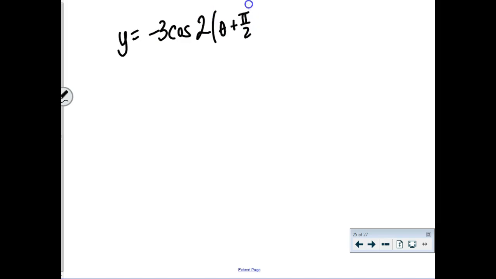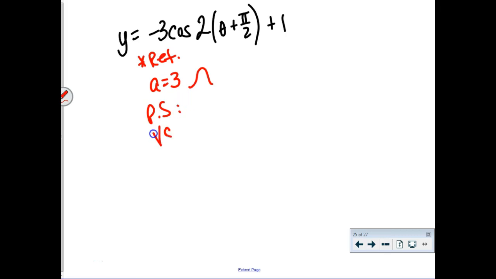So I'm going to ask you to graph this. I want you to tell me everything you know about this. Okay, it's reflected. What else you know? The amplitude is 3. It's a cosine. So the shape is, it's going to be this, right? Phase shift. Okay, that's a vertical shift. So vertical shift is up 1. Phase shift is left pi over 2.